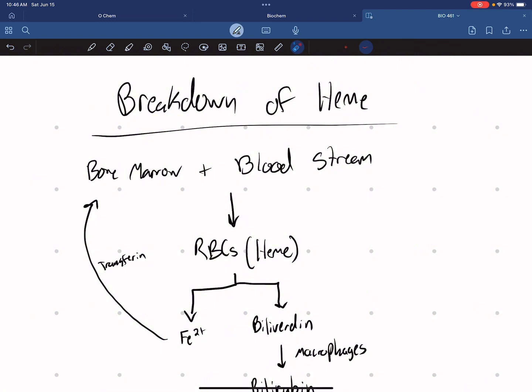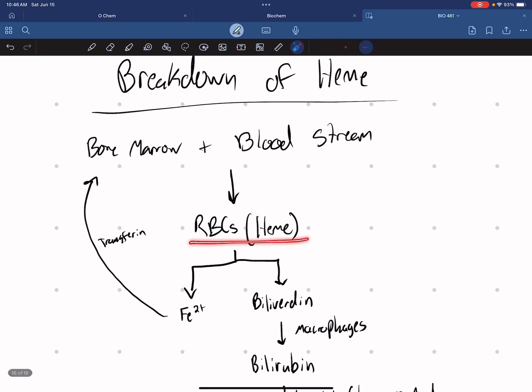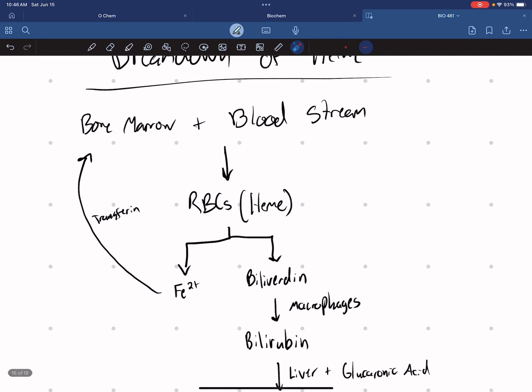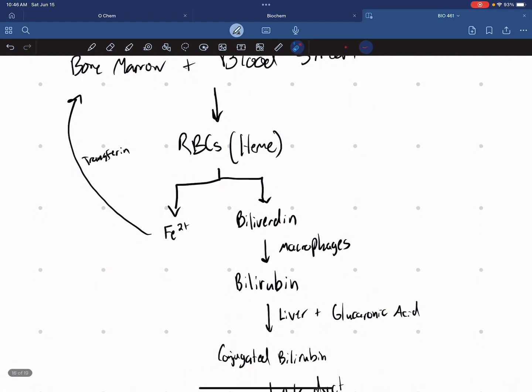This is a bit of a cascade, a multiple step process. We'll start with the heme in the bone marrow and in the bloodstream. Here we have the red blood cells or the heme that will be broken up into their respective components, which are the iron and biliverdin. The iron will be transferred back to the bone marrow by a protein called transferrin. Here we will start with the biliverdin. The biliverdin is taken up by macrophages and then becomes what we call bilirubin.